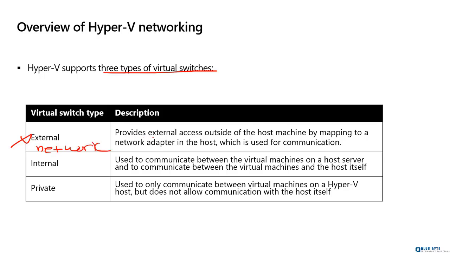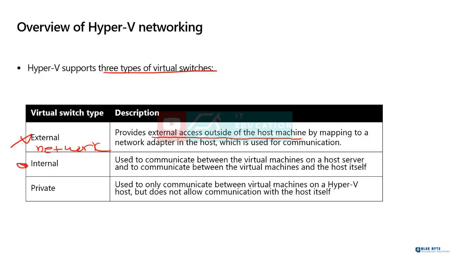The only one of these that can connect you to the network is external. That will provide you external access outside of the host machine. It does that by mapping to a network adapter in the host. So your virtual machines will use a network adapter in the host to communicate with the network and the internet. That is the only one that allows network access. The internal and private are both isolated.